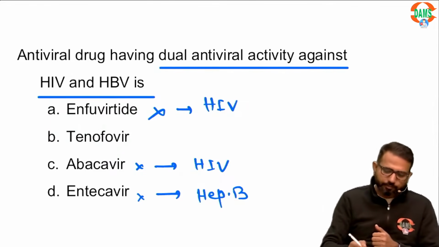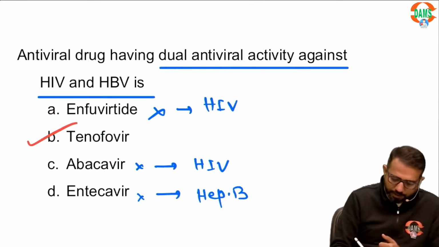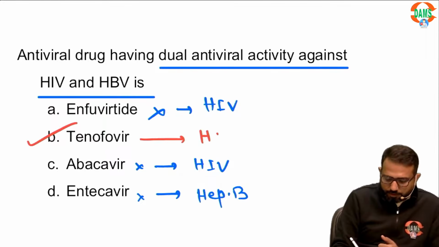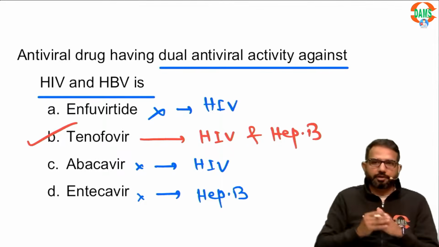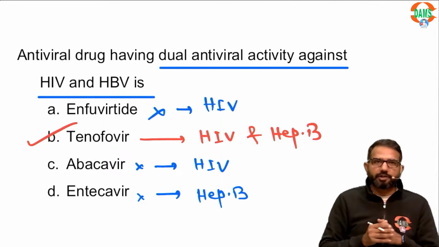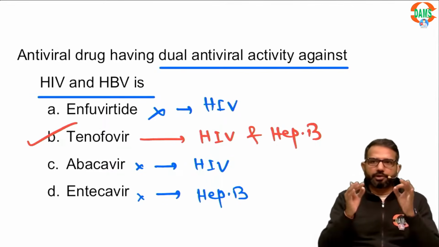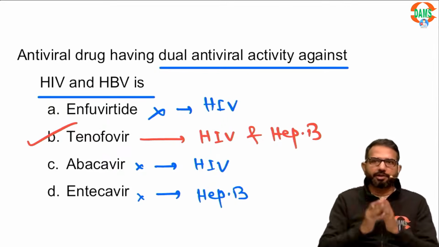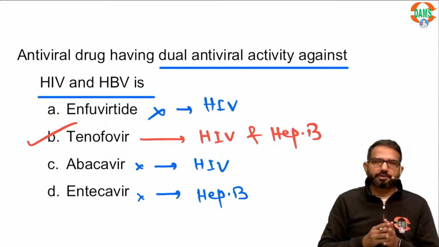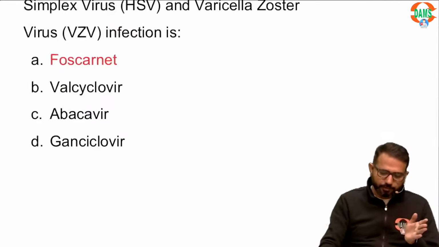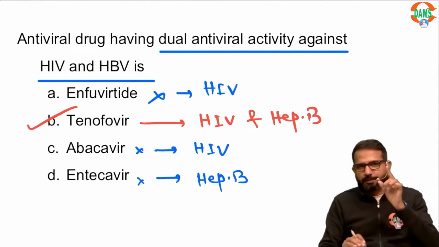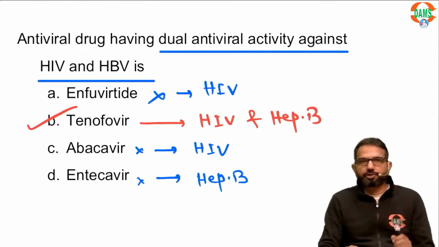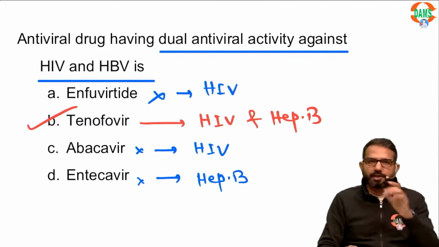Tenofovir is a nucleotide analog, a nucleotide reverse transcriptase inhibitor. It is effective for HIV as well as hepatitis B, and it is the most effective drug for both. Except in kidney patients, it is used in all HIV patients, but in renal failure patients it is not safe.